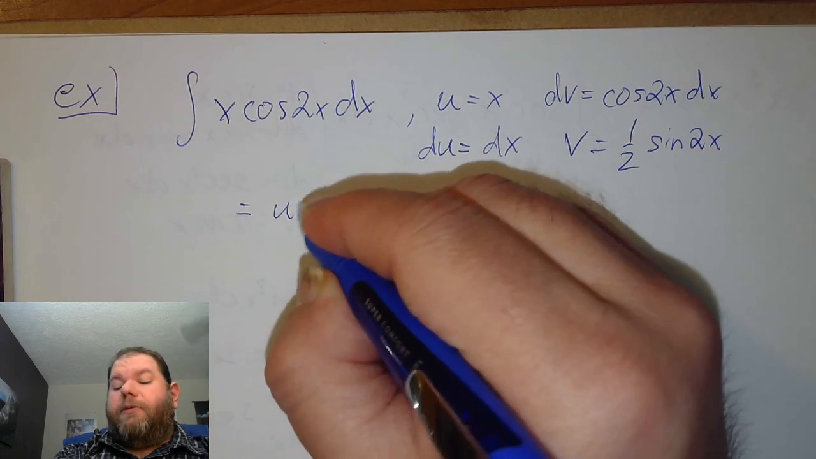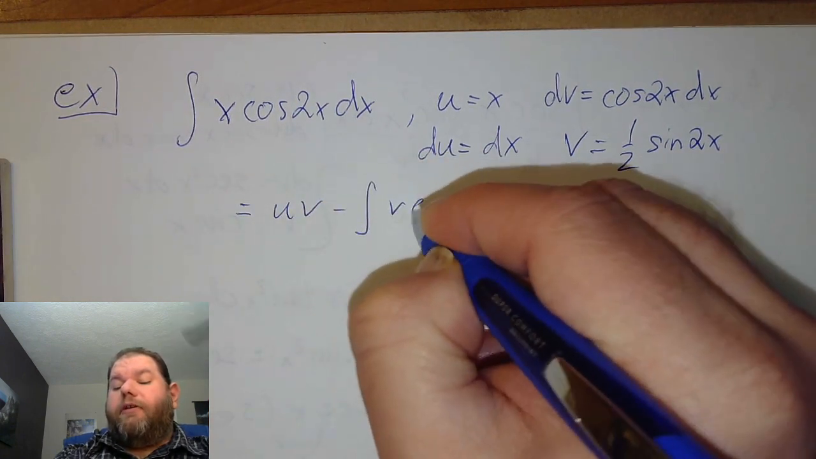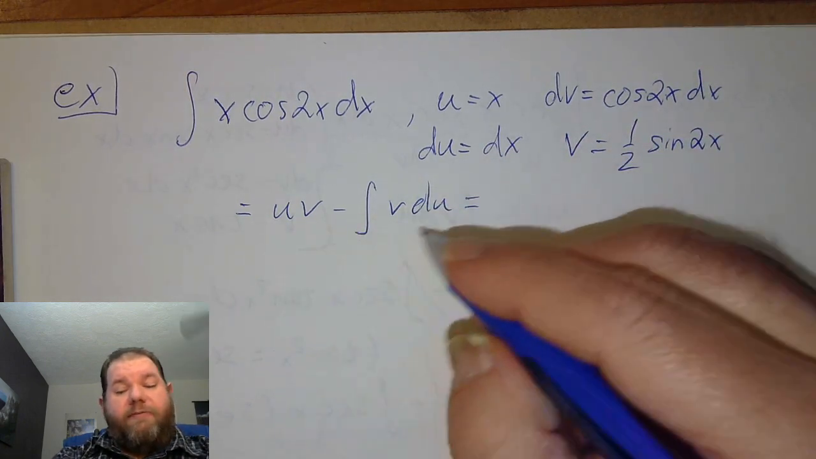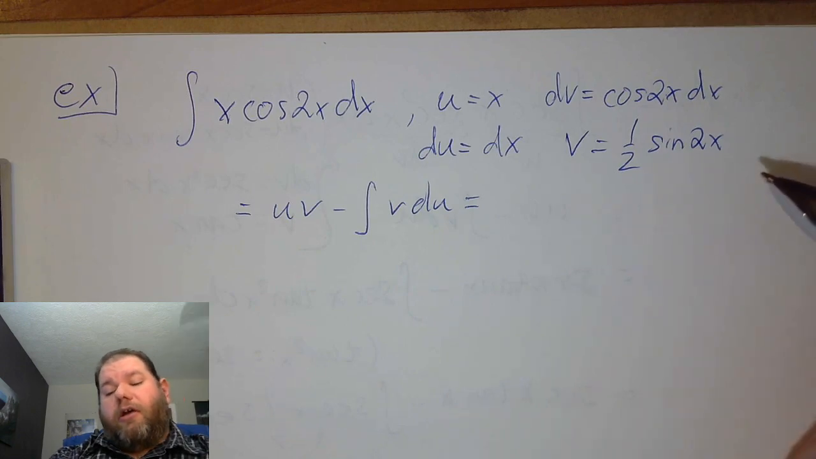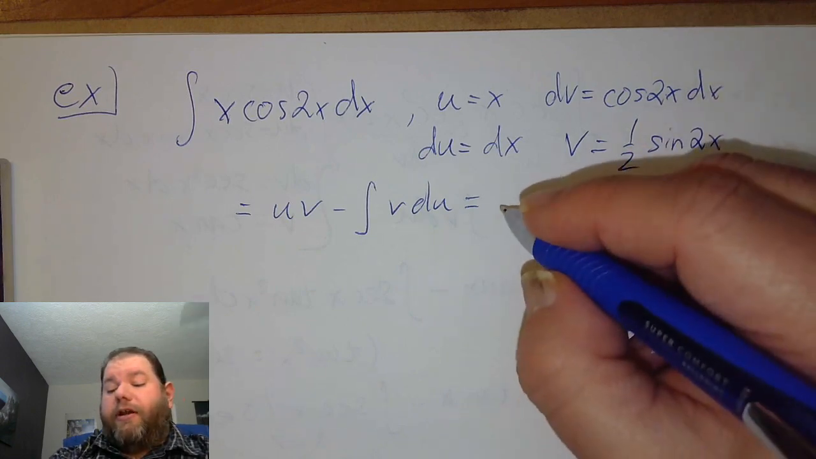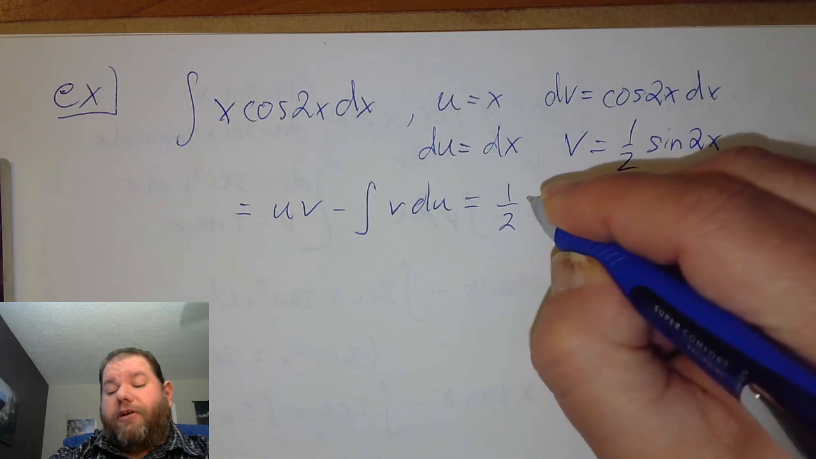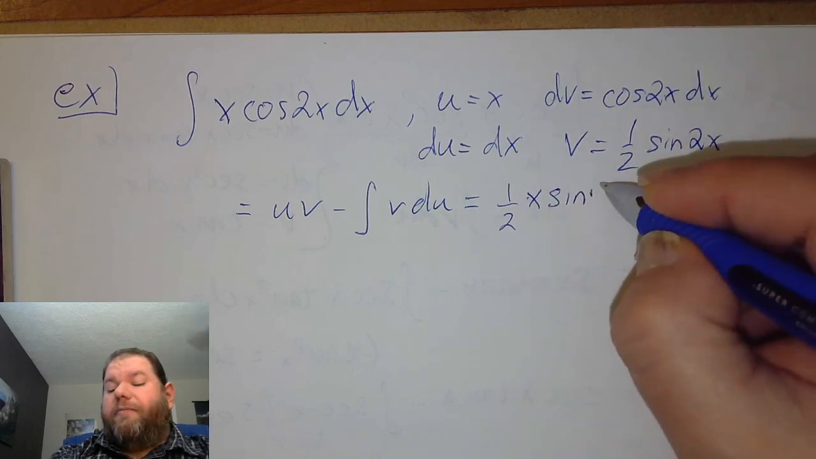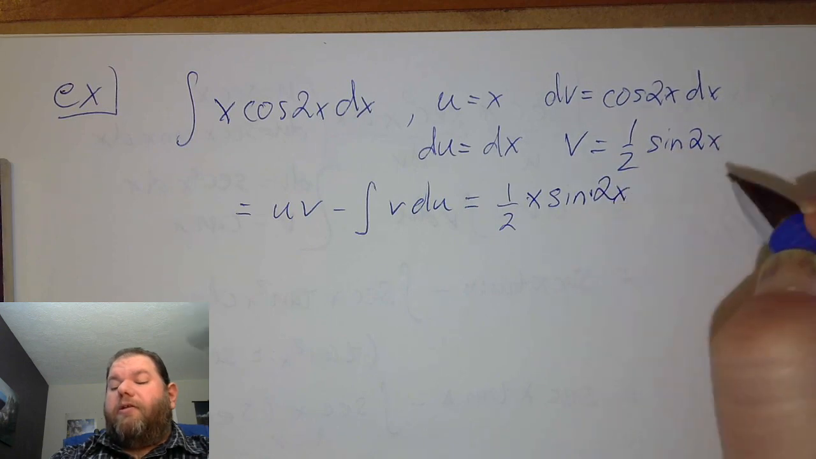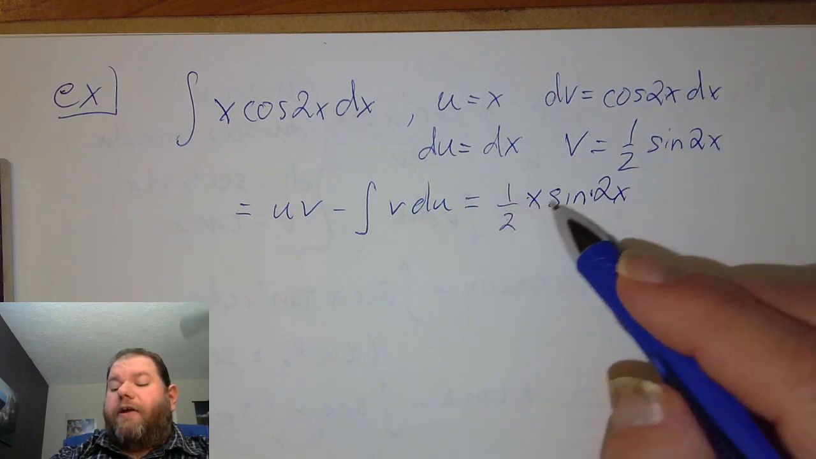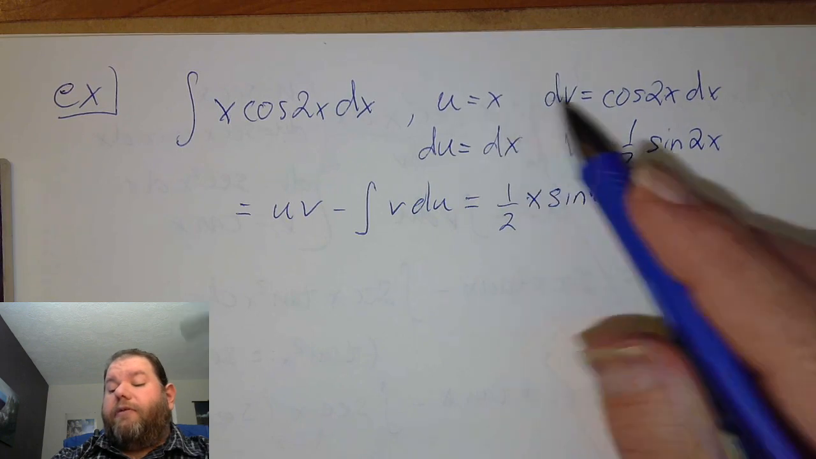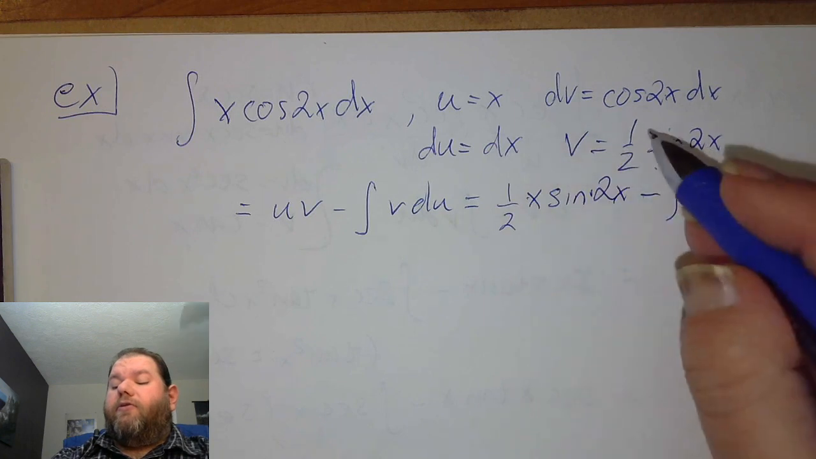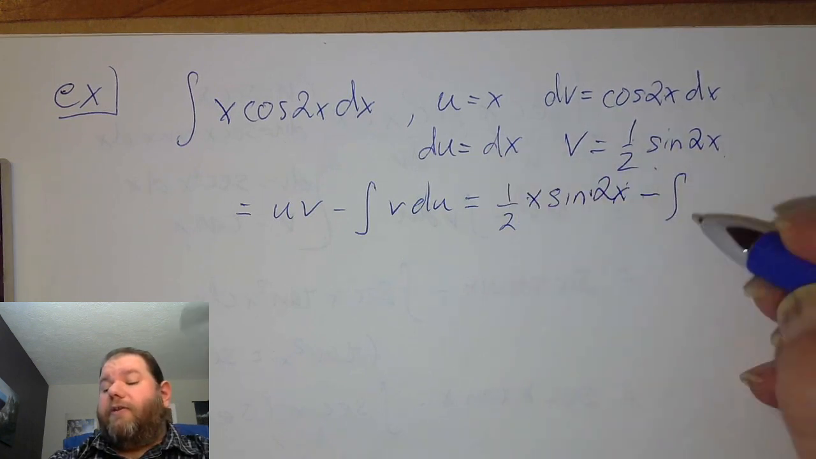Alright, so we know it's going to be u times v minus integral v times du. Probably by now you're sick of hearing that, so you might have it memorized already. I would recommend going through and doing the homework, and after that you'll probably have a pretty concrete memory of that equation. So 1/2 x sine of 2x, that's u times v, and then minus, and then v times du is just 1/2 sine 2x dx.